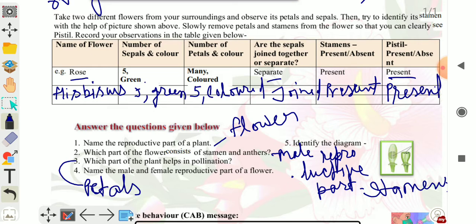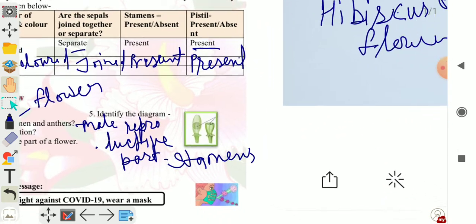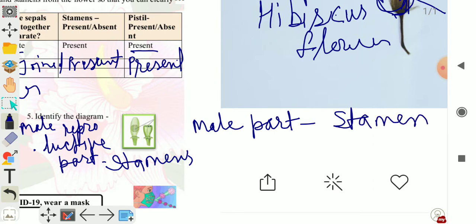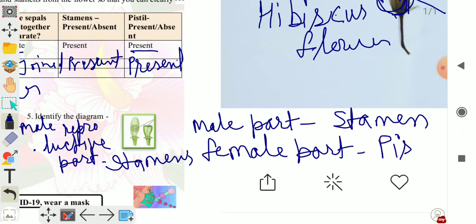Fourth question, name the male and female reproductive part of flower. So male reproductive part क्या होता है बच्चों? Male reproductive part is called stamen, and female part is called pistil. So these are the question answer.